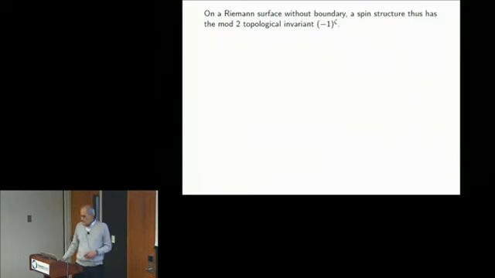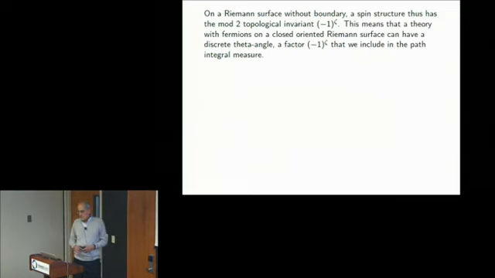So on a Riemann surface without boundary, a spin structure has the mod 2 invariant (-1)^zeta. That means that a theory with fermions on a closed oriented Riemann surface can have a discrete theta angle, which is a factor of (-1)^zeta that we include in the path integral measure.